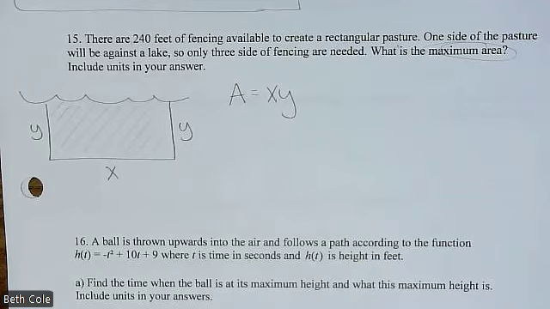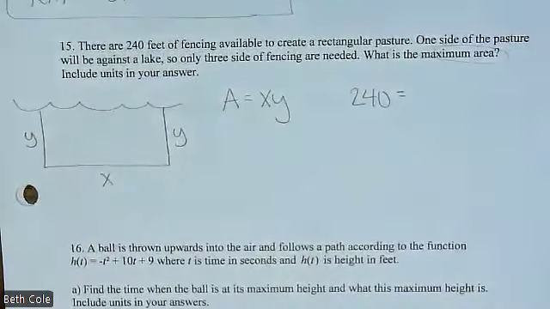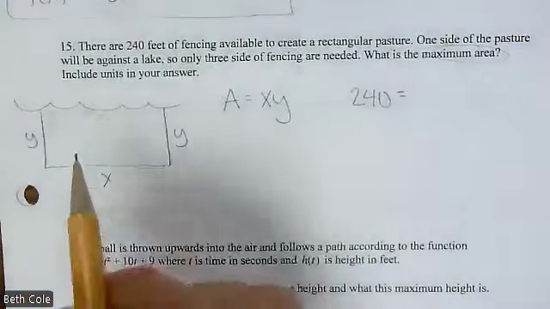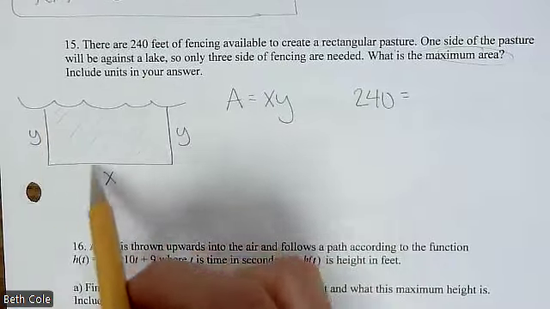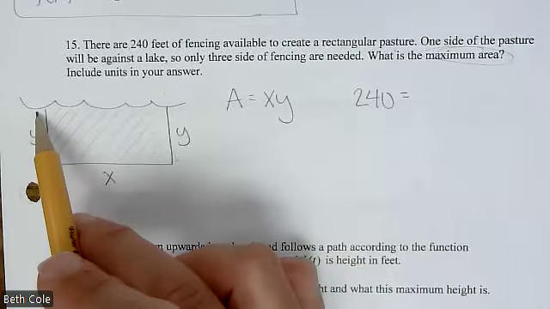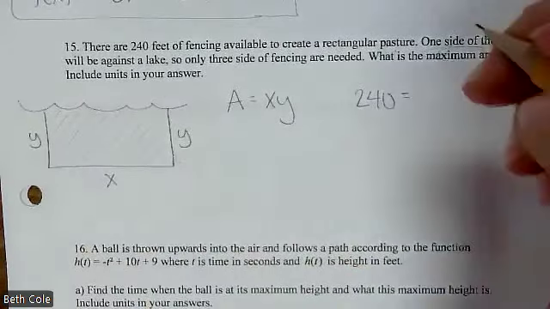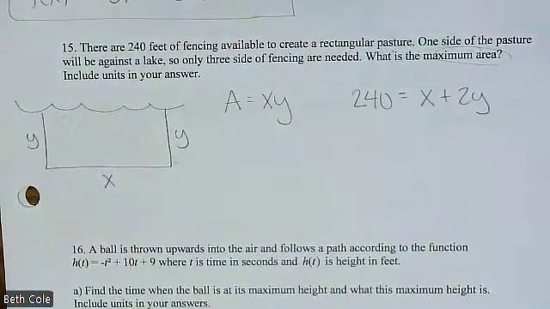We have 240 feet of fencing. So 240 is going to equal what? That's our fencing. Add it up. What do you get? Those three sides. So put it together. It would be x plus 2y. You have two of them. So x plus 2y.